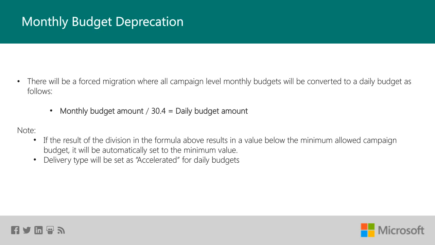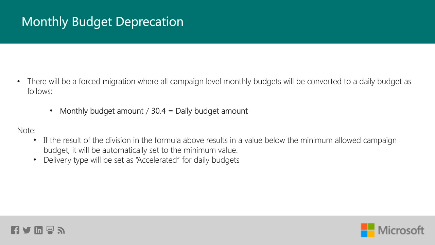Elaborating on that forced migration, all campaign-level monthly budgets will be converted to daily budget as follows. We're going to be using a formula where we'll grab the monthly budget amount and divide it by 30.4, and we're going to set that as the campaign's individual daily budget. If the result of the division results in a value below the minimum allowed campaign budget, then we will automatically set that to the minimum value.